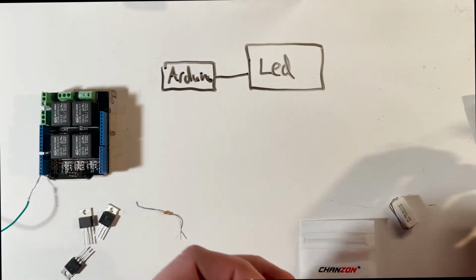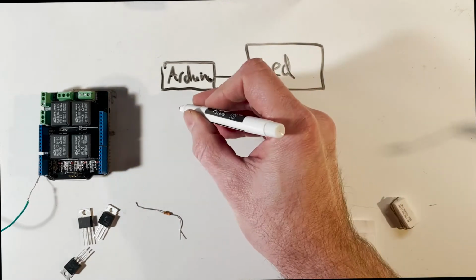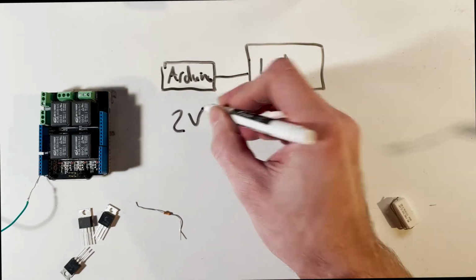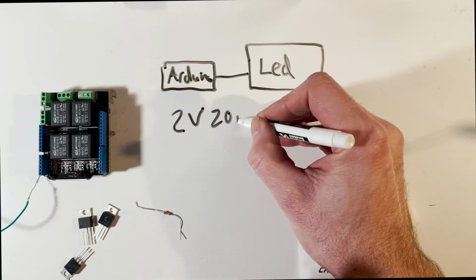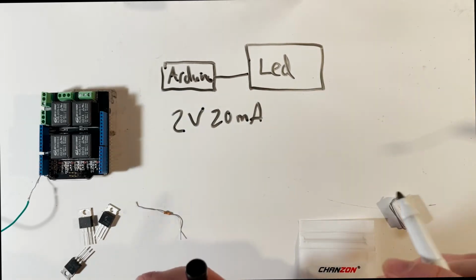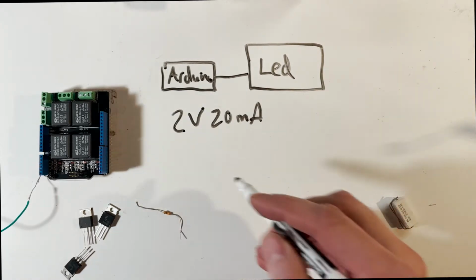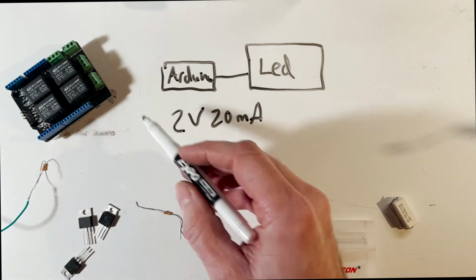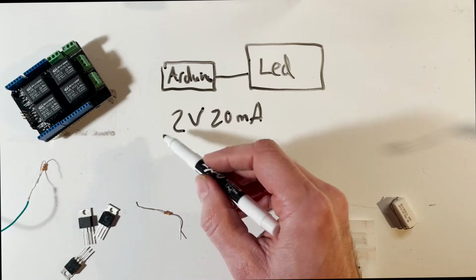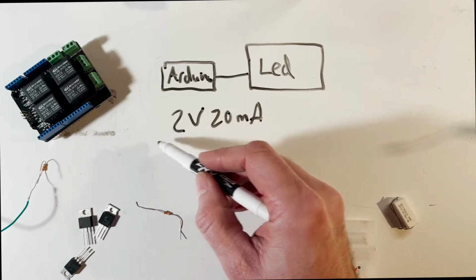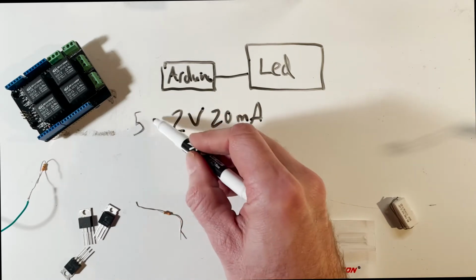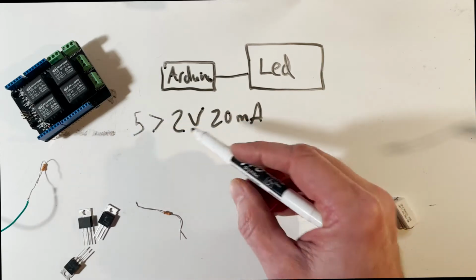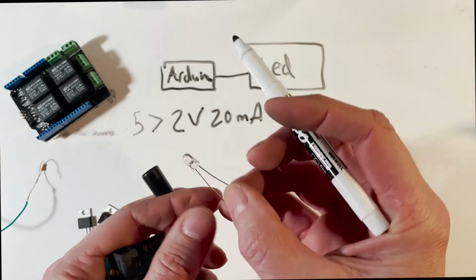Like if that was a red LED, it might require about 2 volts across its terminals and about 20 milliamps of current. And if we want to verify if the Arduino can do this, first we look at the voltage, and we know that the output voltage of a 5 volt Arduino is going to be 5 volts when we go to digital high. So the 5 volts is greater than the 2 volts, which means that indeed we could turn this on.